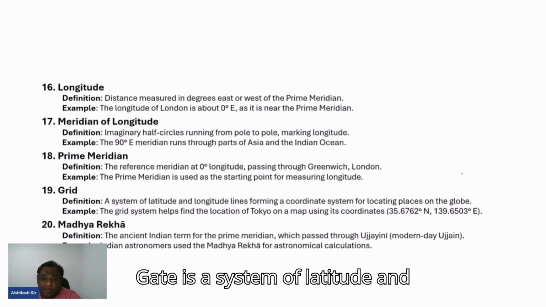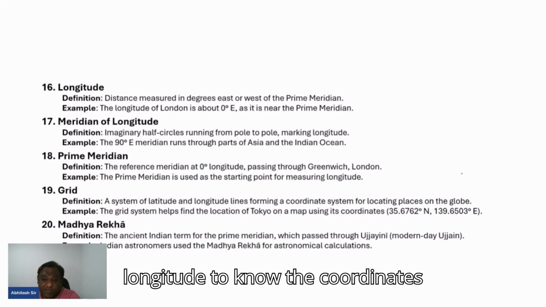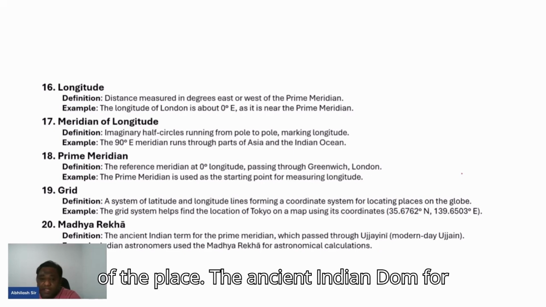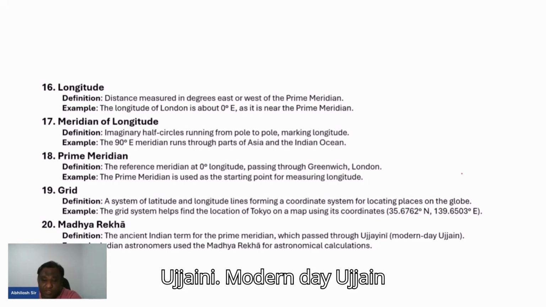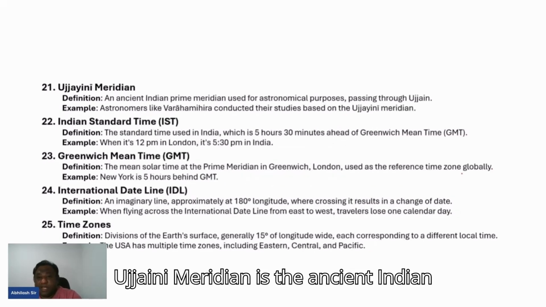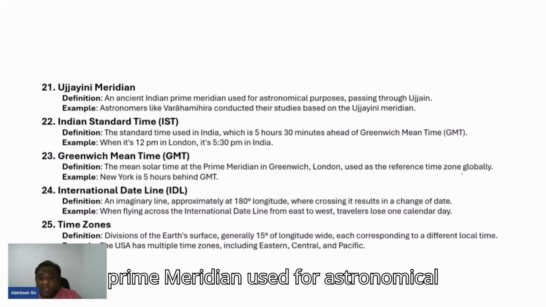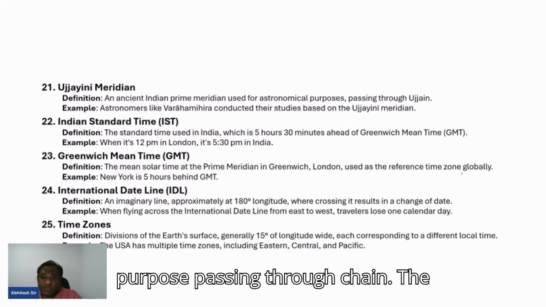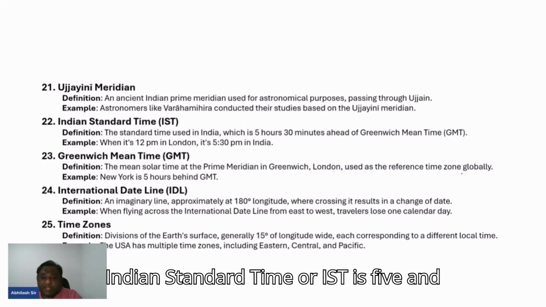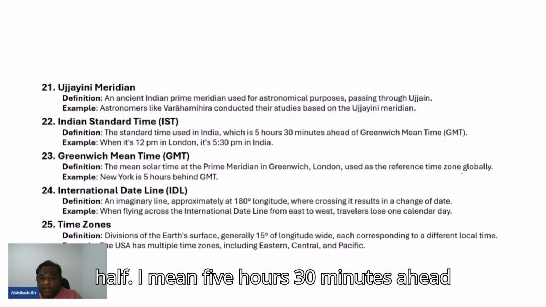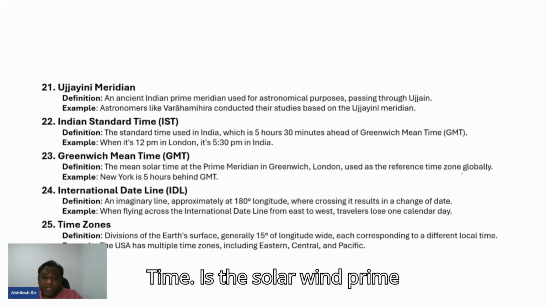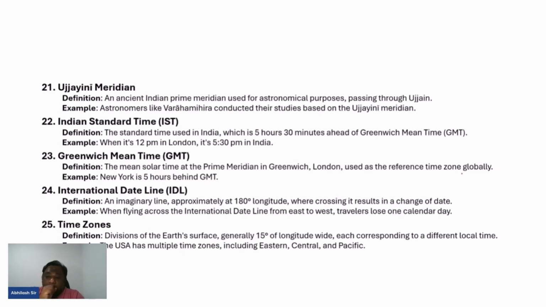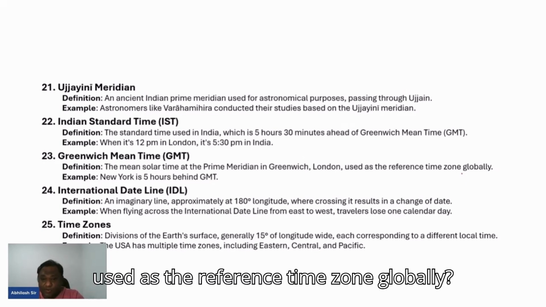Grid is a system of latitude and longitude to know the coordinates of a place. Madhya Rekha, the ancient Indian term for prime meridian, which passed through Ujjaini, modern-day Ujjain. Ujjaini meridian is the ancient Indian prime meridian used for astronomical purposes, passing through Ujjain. The Indian Standard Time or IST is 5 hours 30 minutes ahead of Greenwich Mean Time. Greenwich Mean Time is the solar mean time at the prime meridian in Greenwich, London, used as the reference time zone globally.